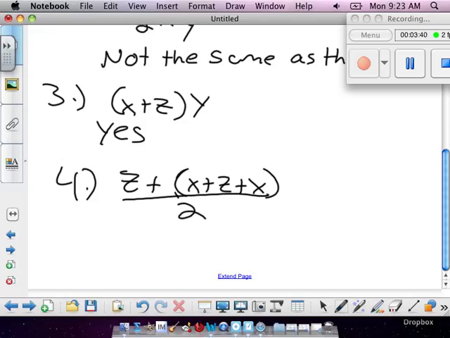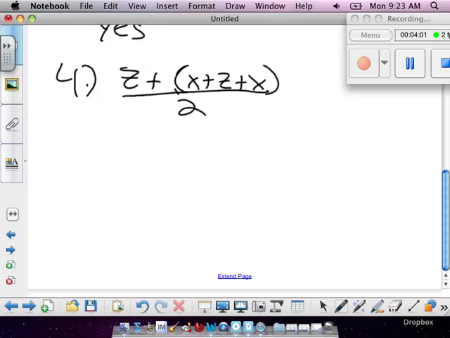And why am I doing that? I've got 2 bases. One's really long and one's quite short. When I take 2 things and add them together and divide them by the number they're given, what is that called? The mean. It's the mean. It's the average. So I found the average of the bases. Let's combine like terms with z plus z. 2z plus 2x over 2.